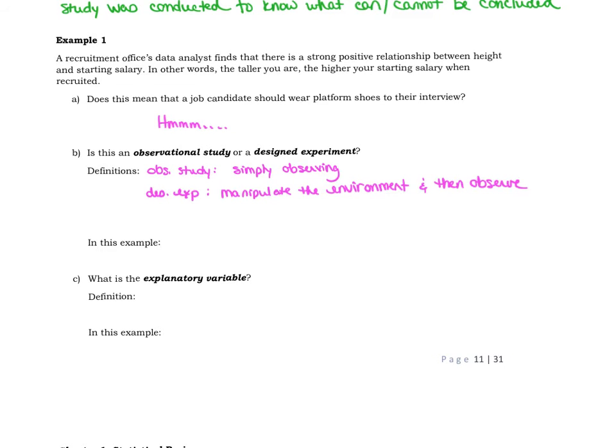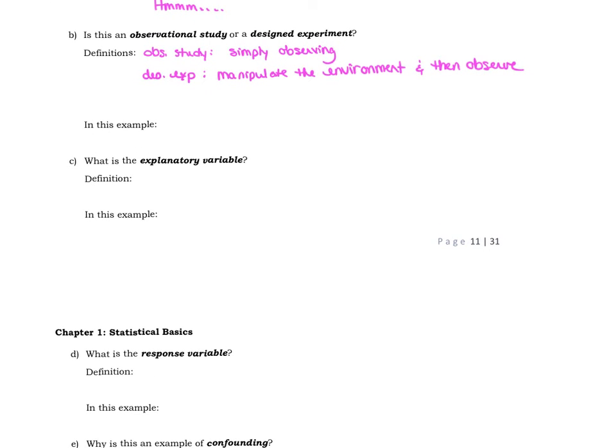So in this example, which one do we have, an observational study or a designed experiment? In this example, we have an observational study, because we are not manipulating anyone's height, nor anyone's salary. We're simply taking some information we have. We know how tall these people are, or we can ask them, and we know what their starting salaries were.